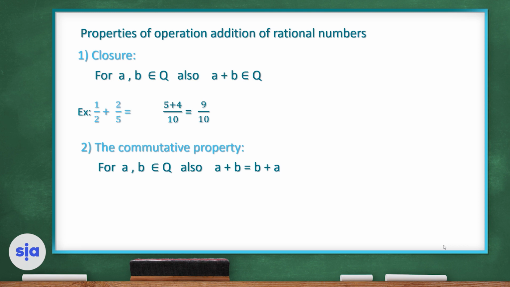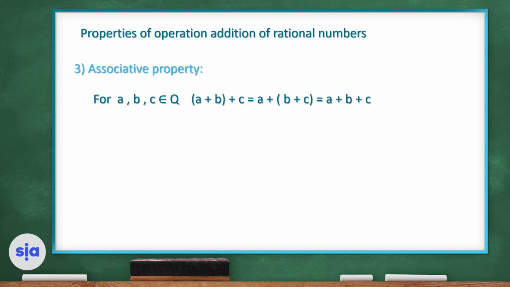The commutative property: for a, b belongs to Q, also a plus b is equal to b plus a. For example, 2 over 3 plus 4 over 5 is the same as 4 over 5 plus 2 over 3, which is the same as 22 over 15.